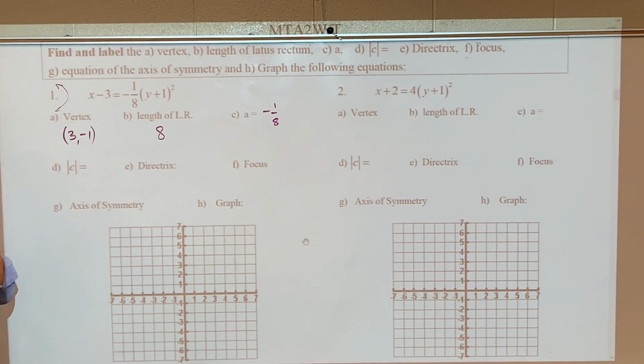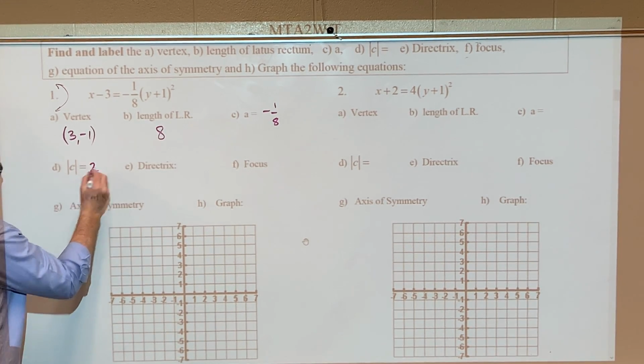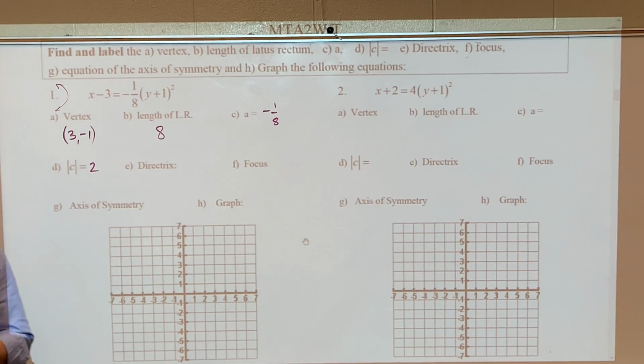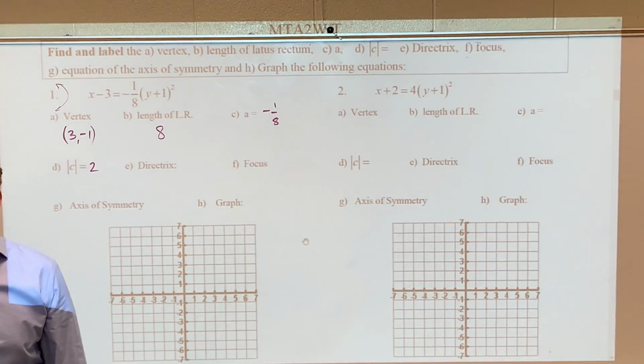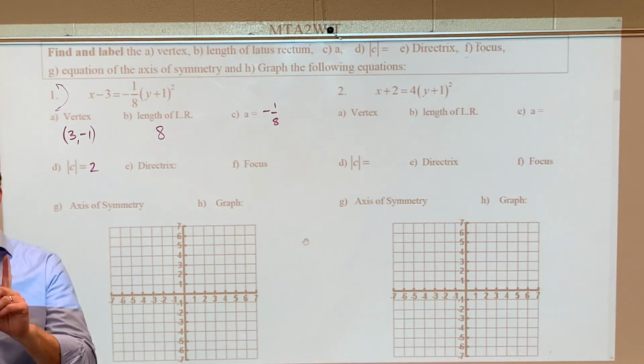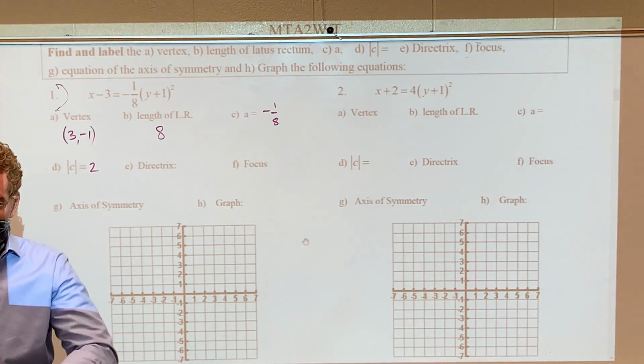C value? Now, I probably should have said this earlier. If you're wondering why I put absolute value of C, by strict definition, if the graph is going left, C is a negative. If the graph is going right, C is a positive. If the graph is going up, C is a positive. If the graph is going down, C is a negative.